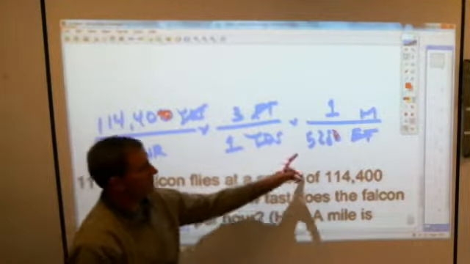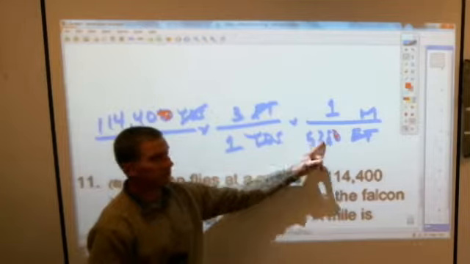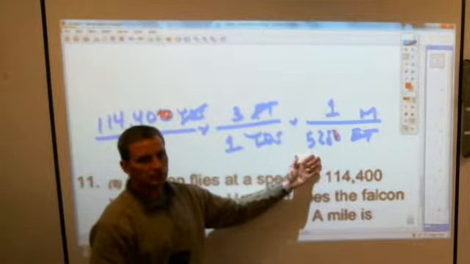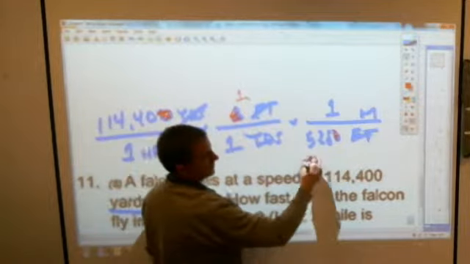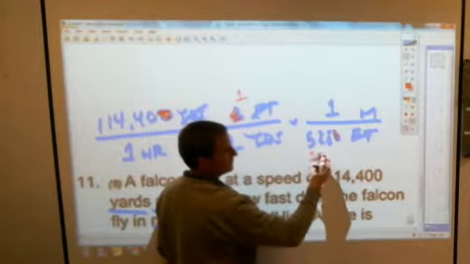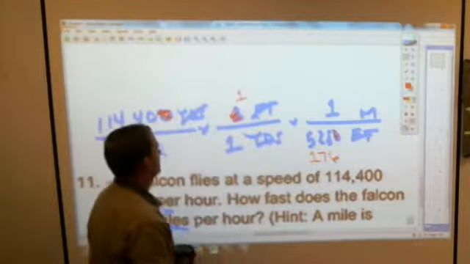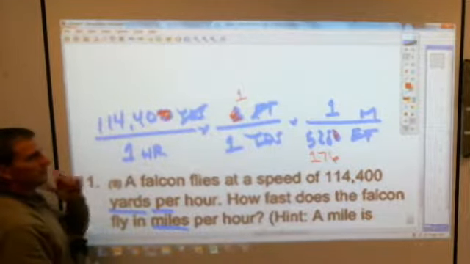Does 3 go into this 528? It does. How do I know? Sum of the digits. Yes. So I'll divide 3 into this and get 1. 3 goes into this 12276. Whew. Now what else could I do?